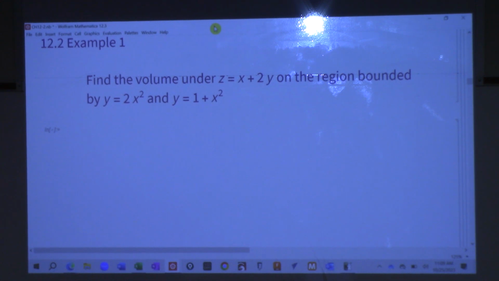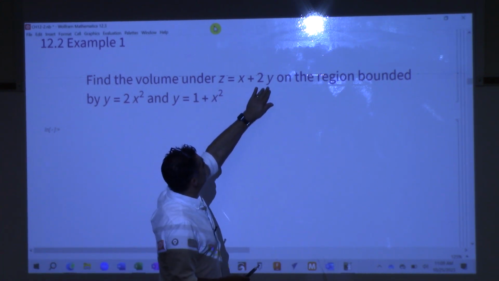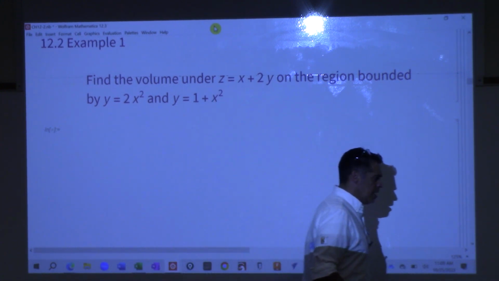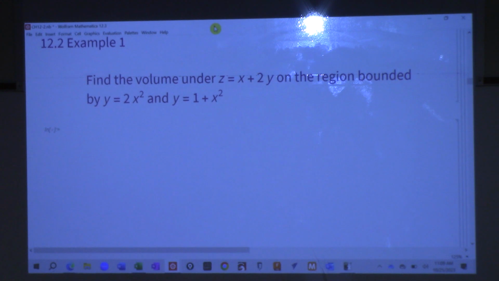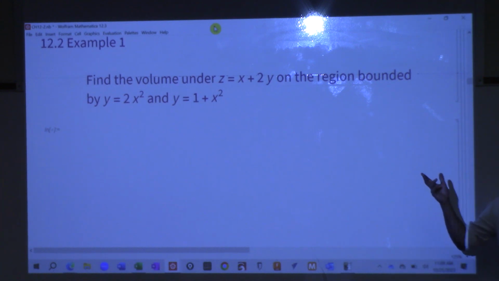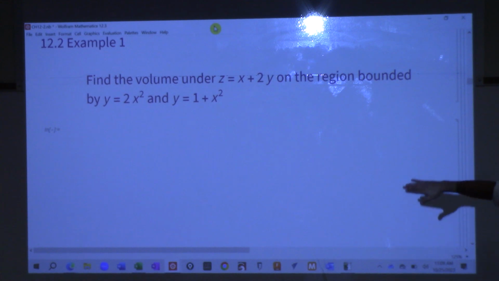So find the volume. Do y'all know what this looks like? Z equals x plus 2y? It's a surface, right? What kind of surface? Don't overthink it. It's a plane, isn't it? It's a plane, because it's x, y, z, all raised to the first power. It's a linear equation. So that's a plane. So we got this plane, right?